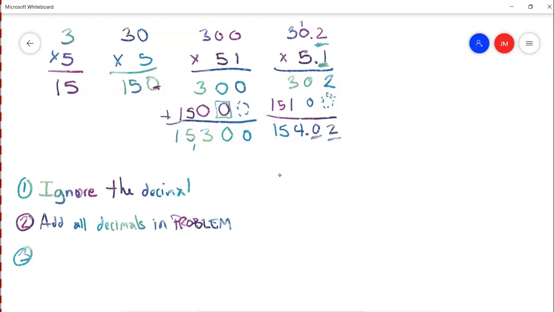My third step is to place the decimal in the answer from right to left.